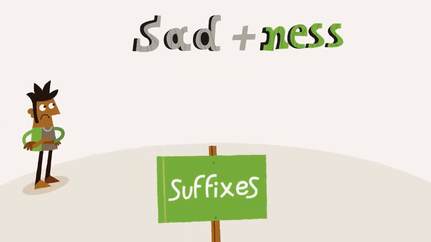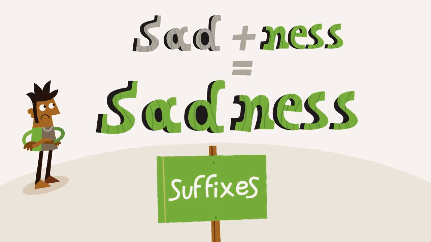Sad plus ness equals sadness. Tired plus ness equals tiredness. There are a few more prefixes and suffixes that go with a range of words.